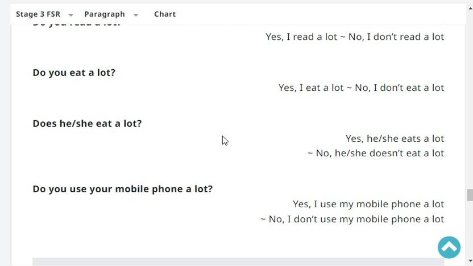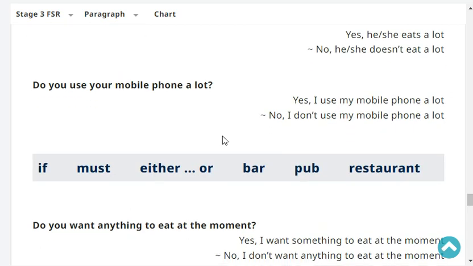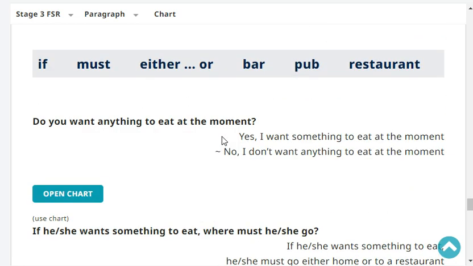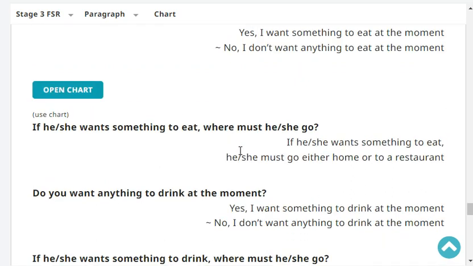Do you use your mobile phone a lot? Yes or no? Yes, I use my mobile phone a lot. Very good. Do you want anything to eat at the moment? Yes or no? No, I don't want anything to eat at the moment. Very good.